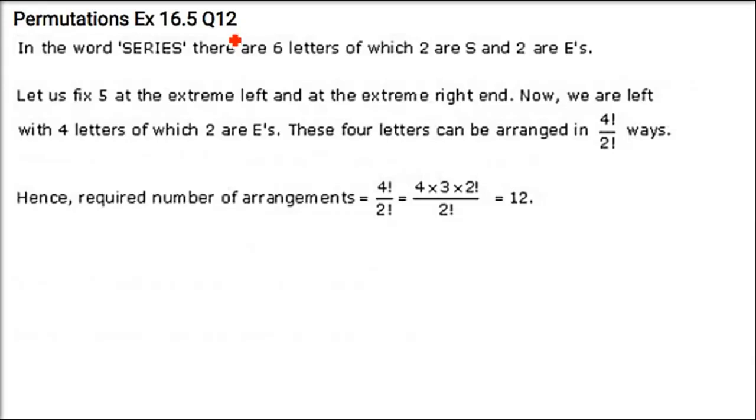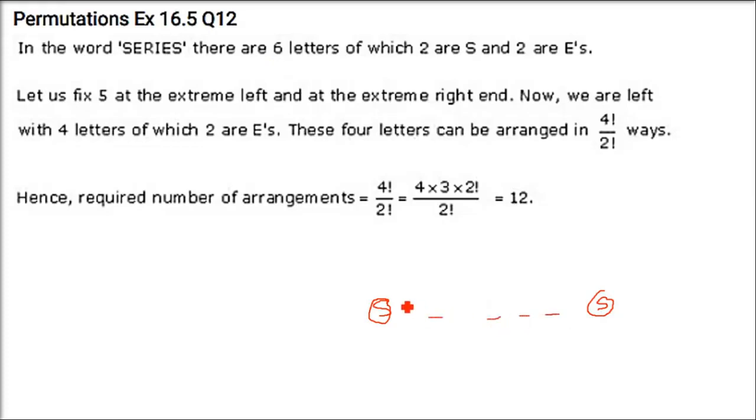How many words can be formed from the letters of the word SERIES which start with S and end with S? So we'll start with S, end with S. We have taken 2 S's out; this is fixed, this is fixed. So we have 6 letters, so 4 positions are inside. There will be 4 positions inside.